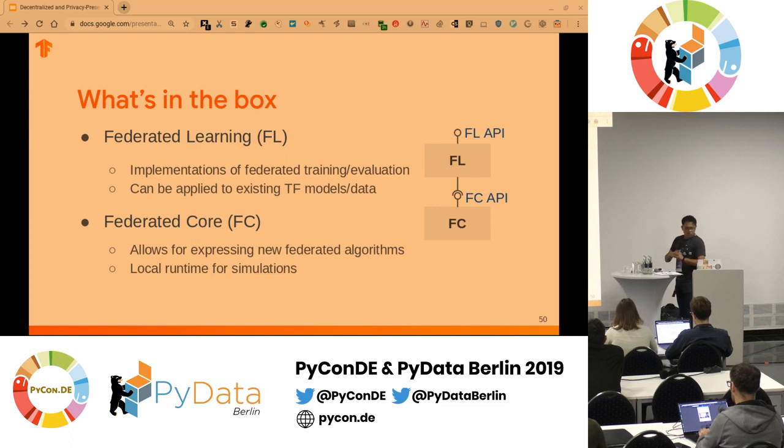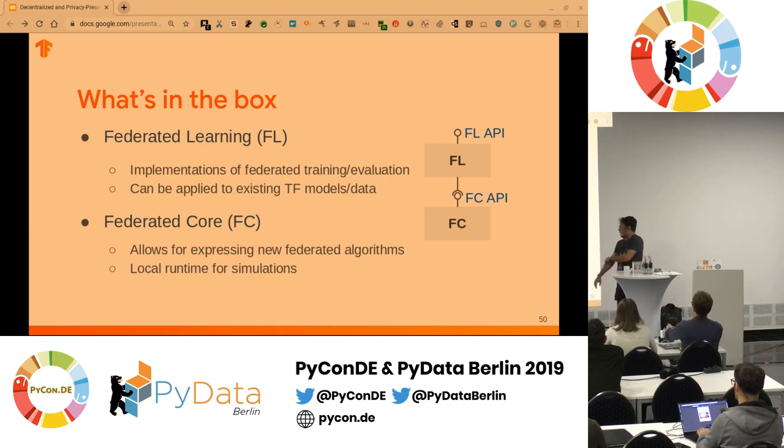For Federated Core, it allows for expressing new federated algorithms, right? So we saw an example of a simple averaging across devices. You can do more complex ones, I guess, right? And it offers a local runtime for simulations, which is what I mentioned.